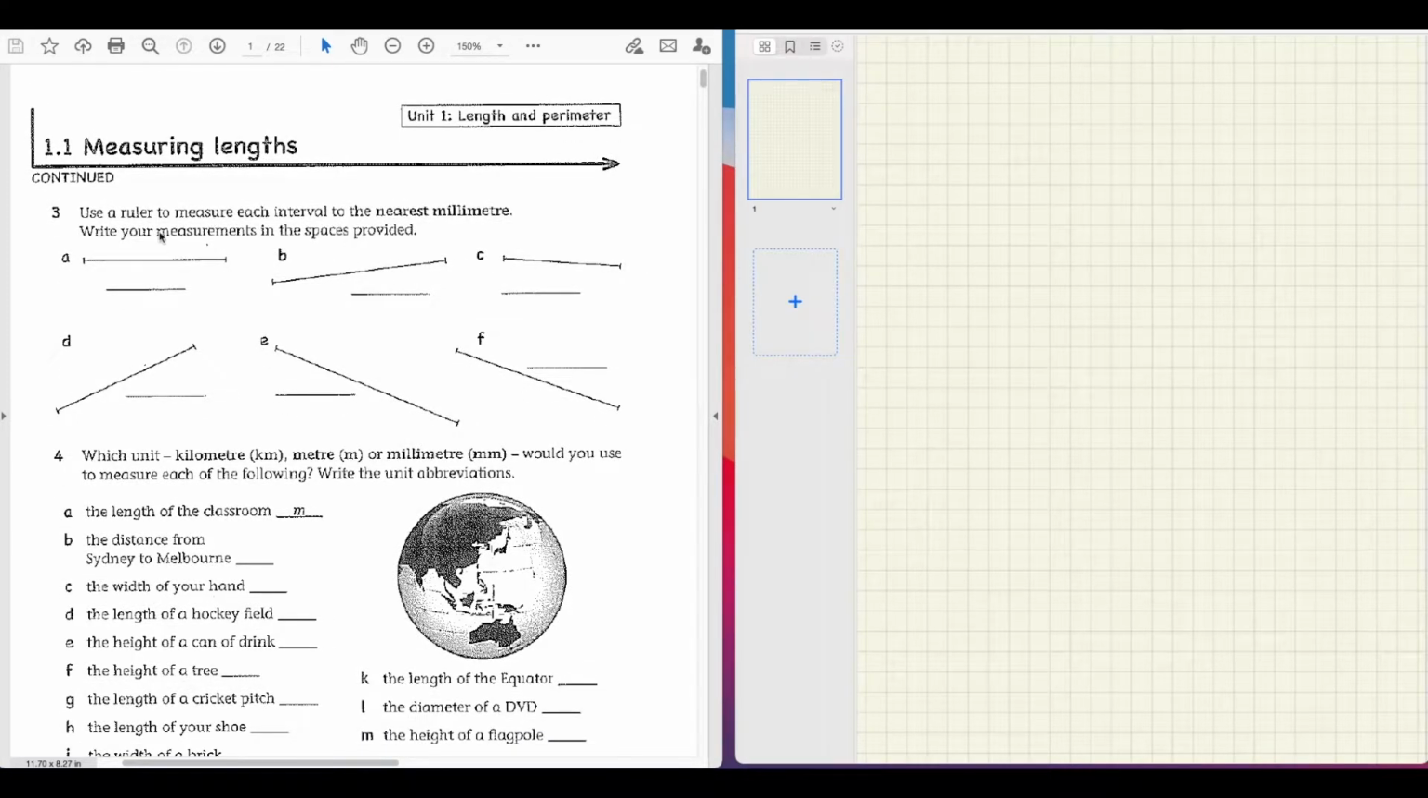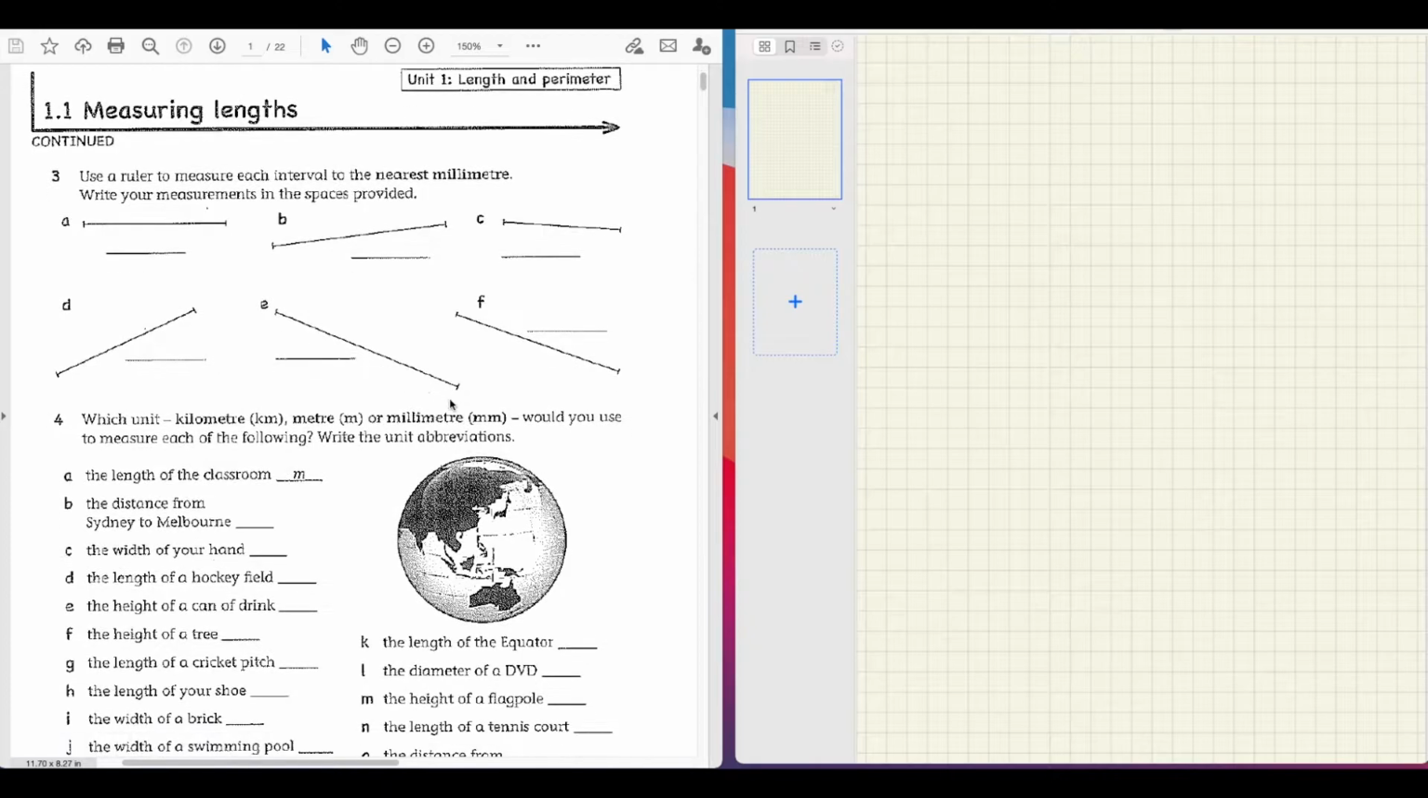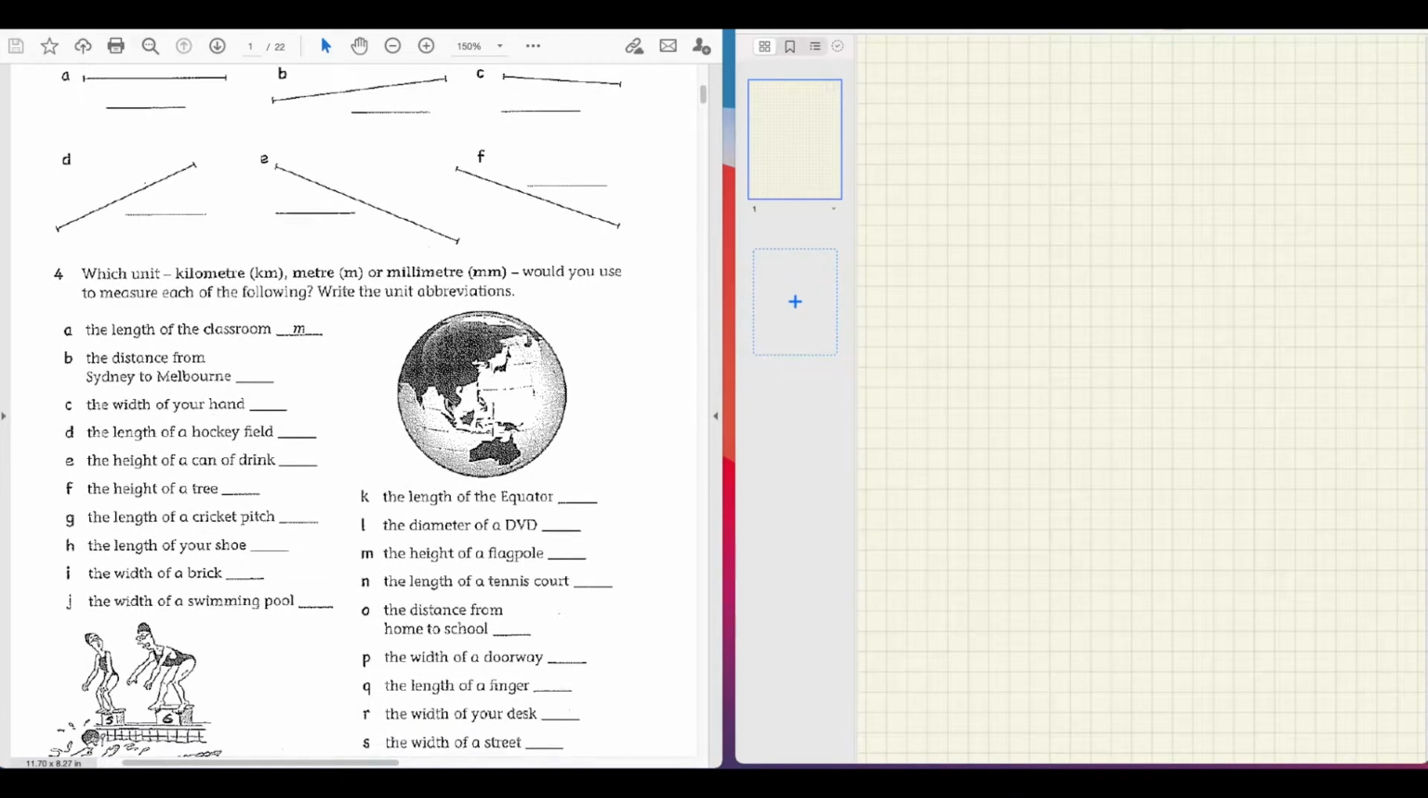The first question says, use a ruler to measure each interval to the nearest millimeter. Write your measurements in the spaces provided. Now, I don't have a ruler, so I'm not going to do question 3, but you should be able to do it yourself using the ruler that you have, okay? So I'm just going to go through question 4.